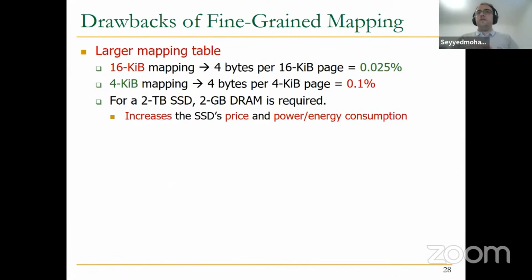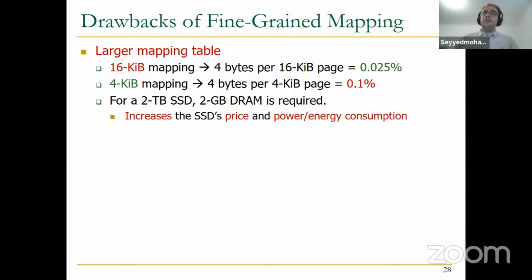But there is no free lunch, right? The 16 kilobyte mapping that we had before has an overhead of storing around 4 bytes per 16 kilobyte page, which is 0.025%. But now with fine-grained mapping, we need to keep information for every 4 kilobyte data page. We need 4 bytes per 4 kilobyte page, and you can see the overhead is 0.1%.